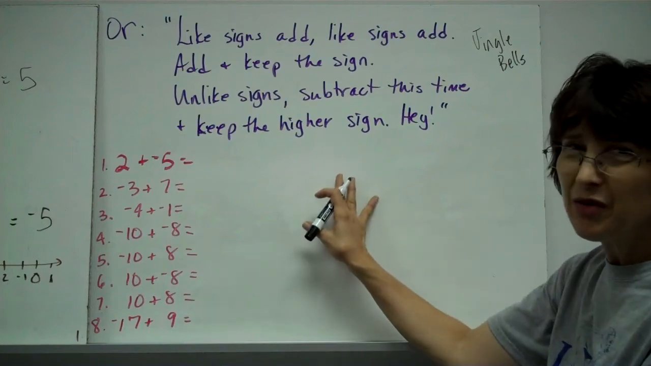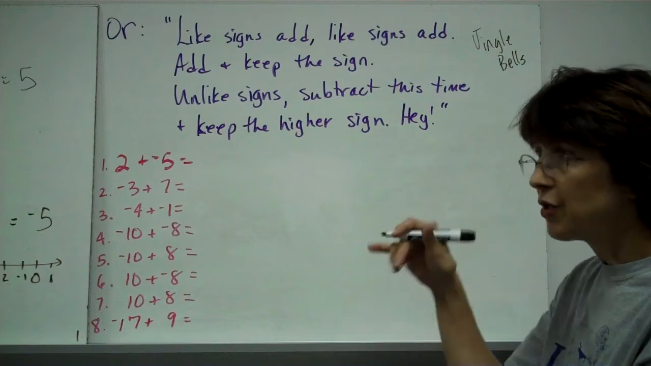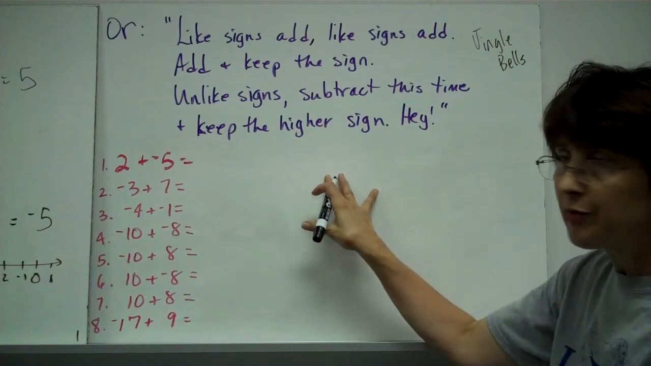And this really helps for bigger numbers, like if you have negative 132 plus negative 29, that's going to be a little hard to do on the number line or with chips. So this might help you when the numbers are bigger.